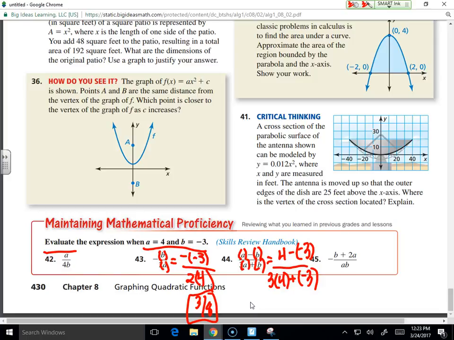Then PEMDAS says grouping symbols, do the top, do the bottom. So what's going on up top? 7 and 9. And what's going on, careful. Oh, no, you're right, 7, 9. So that's 43 and that's 44.